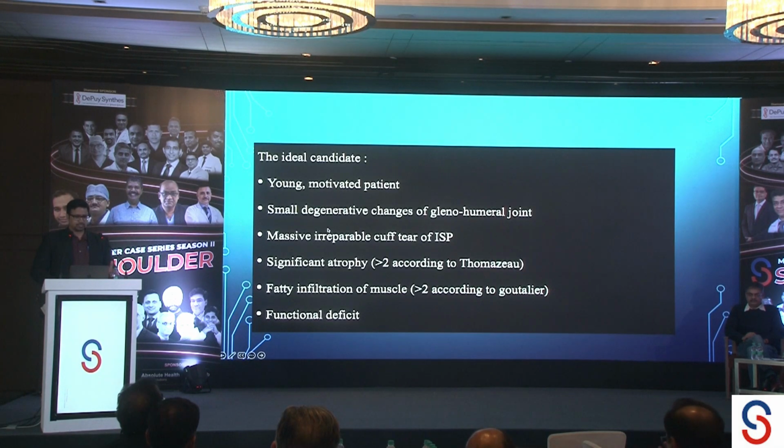So the ideal candidate: a young motivated patient, small degenerative changes in the glenohumeral joint, preferably Hamada grade 1 and 2 degeneration, massive irreparable tears of infraspinatus, significant atrophy, more than 2 according to the Thomazeau classification, and more than 2 according to Goutallier fatty infiltration, and definitely a functional deficit in the form of reduced axial rotation.